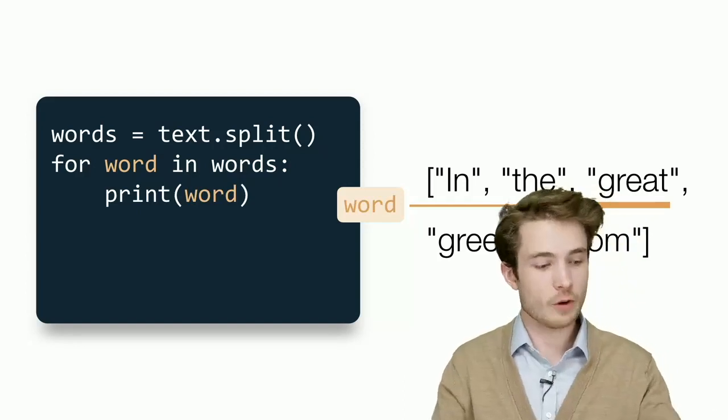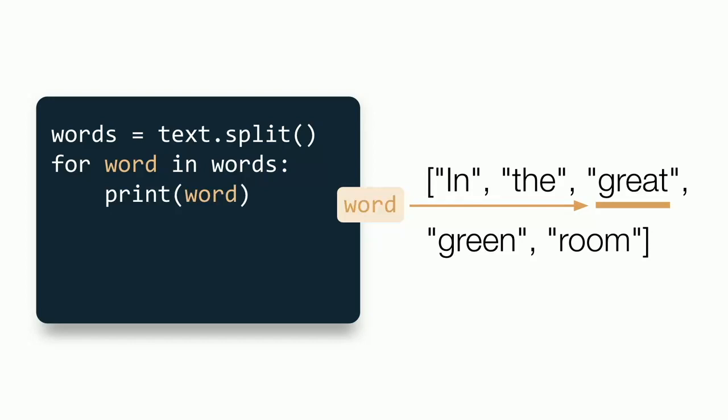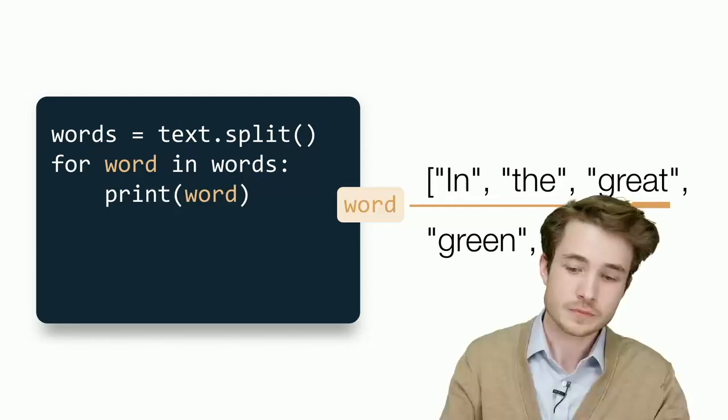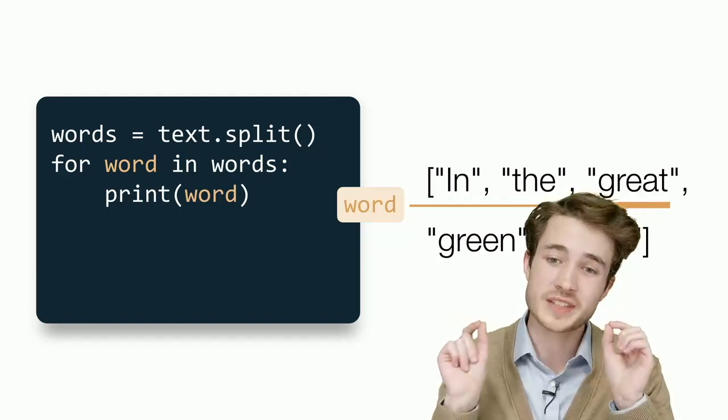And so you might be able to guess, well, on the fourth iteration, what will word get? It'll get green. And on the fifth iteration, what will word get? It'll get room, right? It'll get room at the very end. So we see that word is going through and getting these individual words inside of our list.